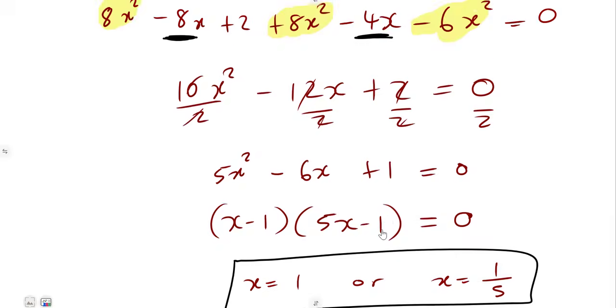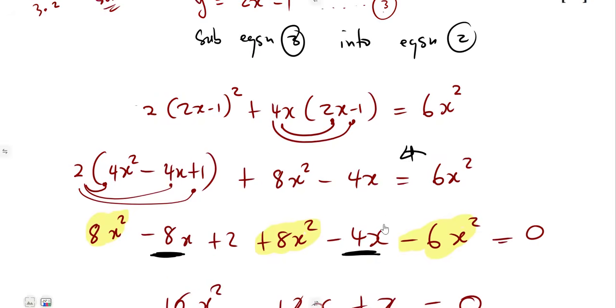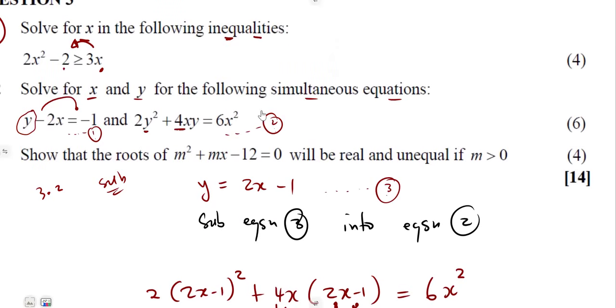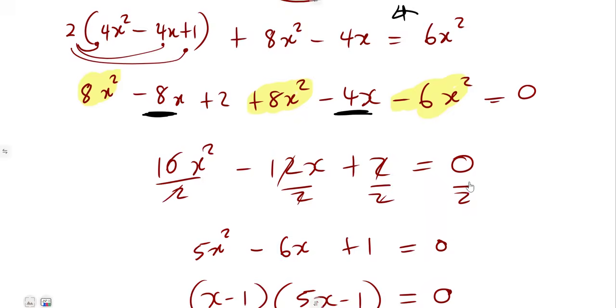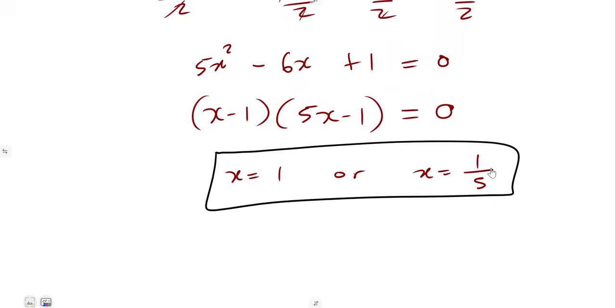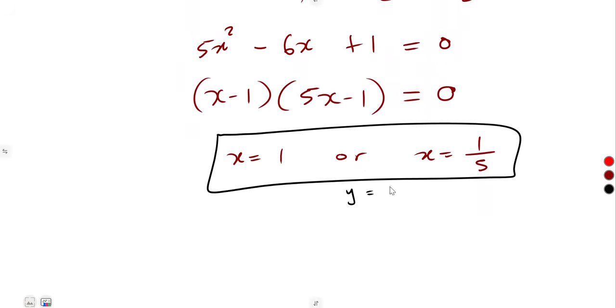But remember, that's a simultaneous equation where you must also solve for y. So how can we solve for y, guys? We can simply take it from equation 3, where y is already the subject. Y is equal to 2x minus 1. So it is easier for us to play around with that one, equation 3. So to find y, when x is 1, just put a 1 there.